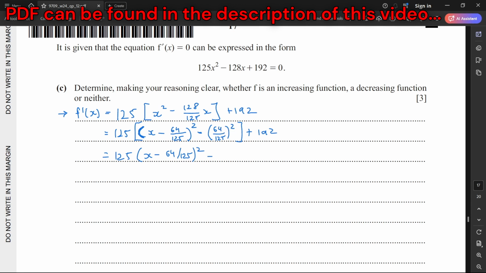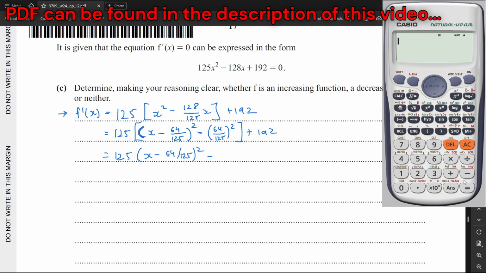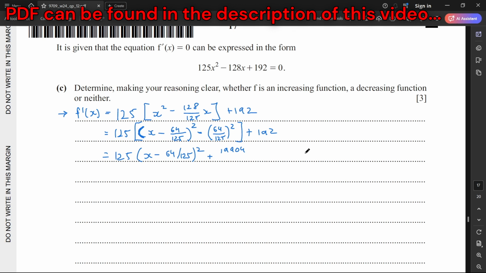64 squared. I'll take out my calculator now. So minus 64 over 125, so square of this into 125. What is the answer? It comes out to be this, but then I'm also having plus 192. So I'll do answer plus 192, and that comes out to be 19904 by 125.